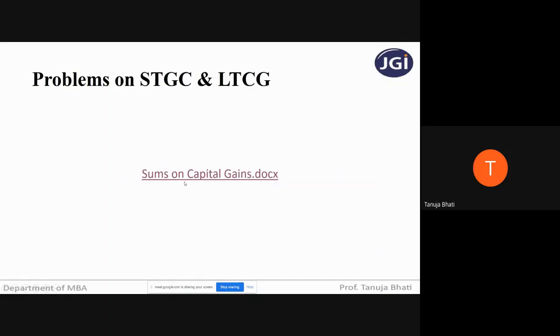So whatever concepts we have seen today, we have seen three different concepts, students. What are the three different concepts that we have seen? First concept, we've seen that indexation benefit will not be available, even if it is a long-term capital asset, for some specified assets. So we have to do the calculation considering that there is no indexation to be given, normally how we do for a short-term capital asset computation. Similarly, we have to do it for long-term.